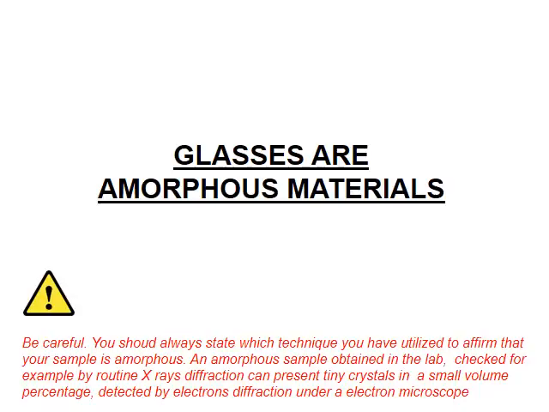With this, we arrived at the first very important experimental conclusion. Glasses are amorphous materials. Of course, amorphous here must be stated together with the method you have utilized. In this case, we'd better say glasses are amorphous to X-rays. In routine X-ray diffraction, a few percent of crystalline phase could not be determined. You must be aware of that. You should always add which technique you use to state that a sample is a glass.